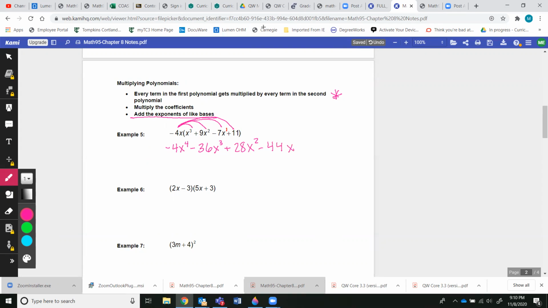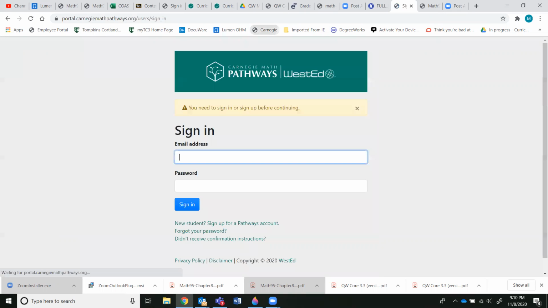Okay, I've multiplied this outside term by every inside term. I have 4 terms in my answer, and I can't combine those anymore because they're not like terms. They all have different exponents.